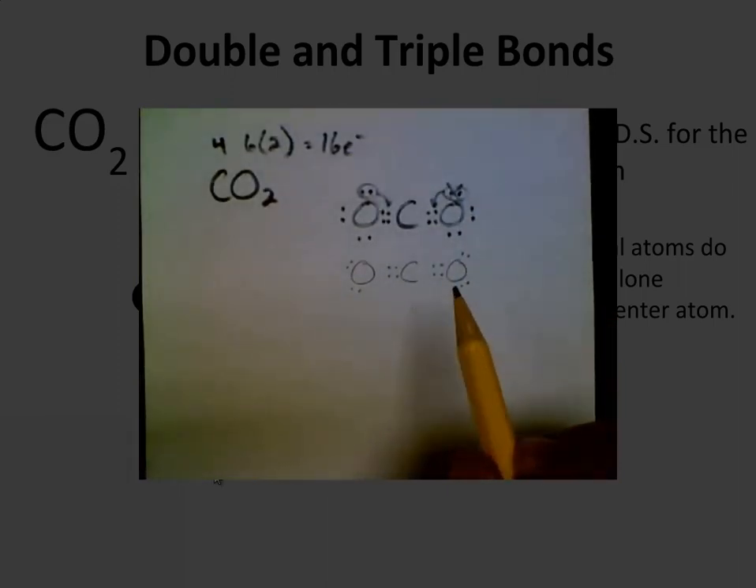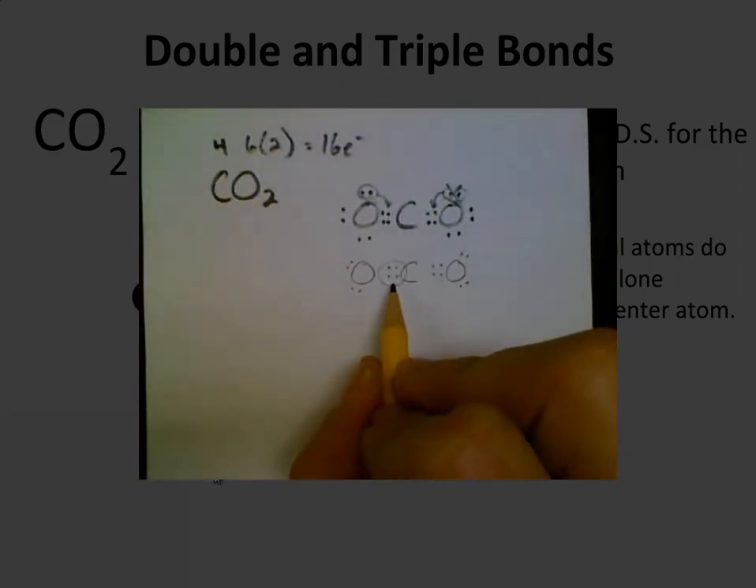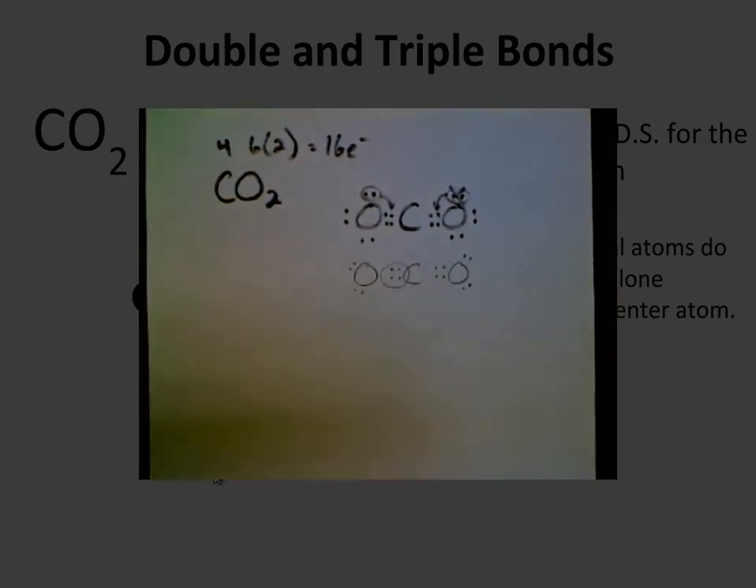Okay. Now this is your double bond right here. We're sharing 2 pairs of electrons, right? And so that's a double bond. Let's do another example. Let's do COCl2.